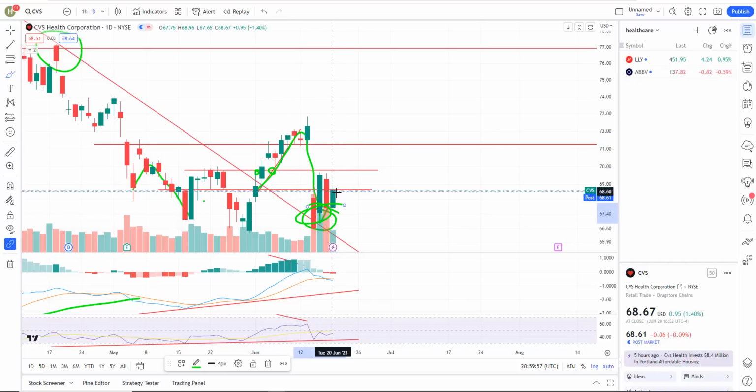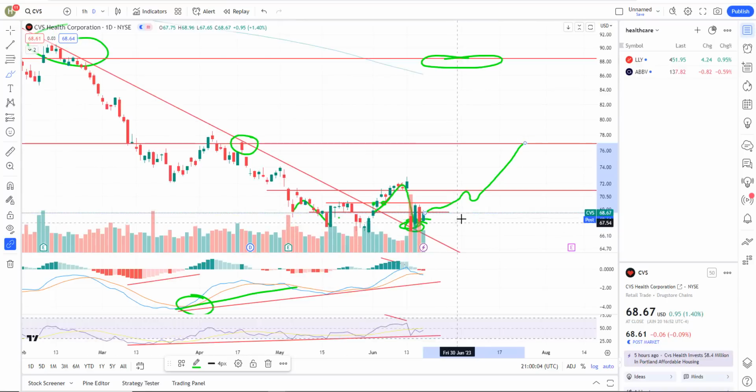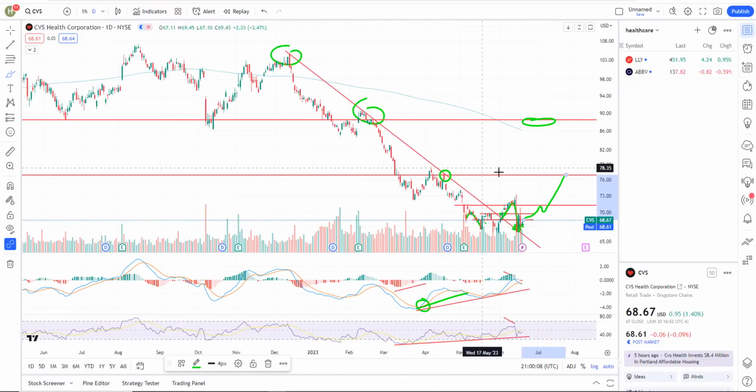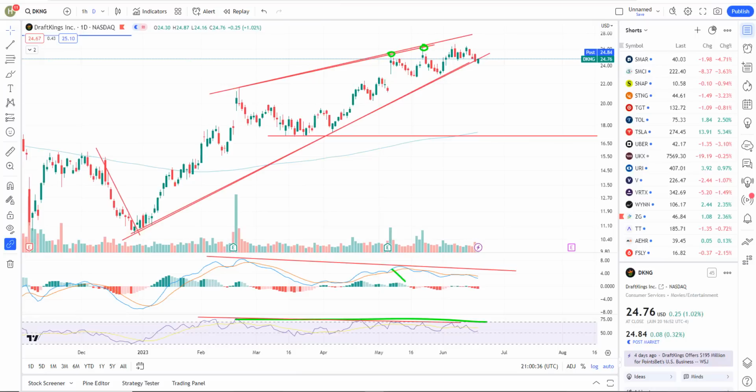We're kind of rallying off that a little bit, and I would expect that we'll continue to run up and fill this gap, probably get a reaction there, and ultimately continue to move higher on that one. So I like that one as a potential long.